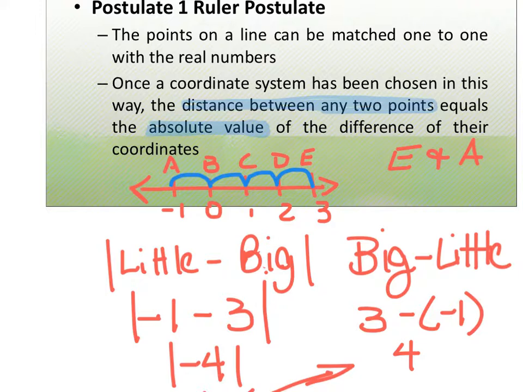Okay, counting the little spaces like that will only work when your line is either horizontal or vertical. If it's diagonal, we're going to need to either use the Pythagorean theorem, which you learned last year, and make it into a triangle, or use the distance formula. Any questions on this ruler postulate?